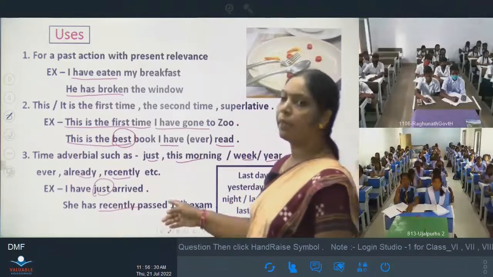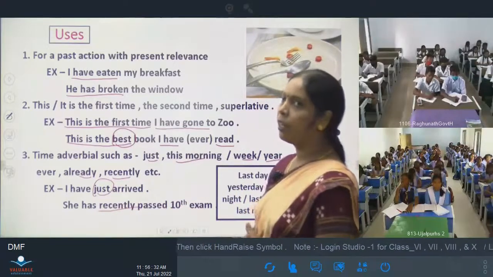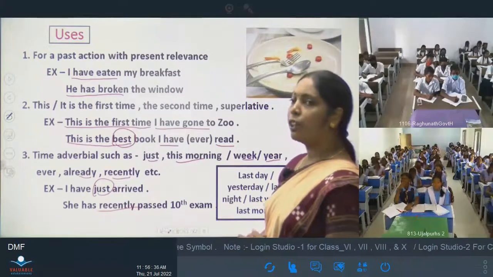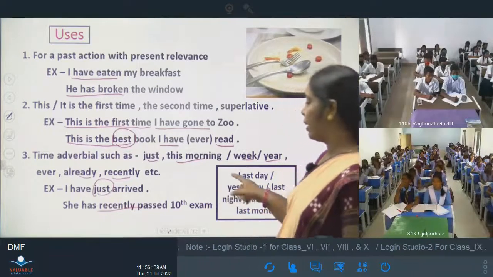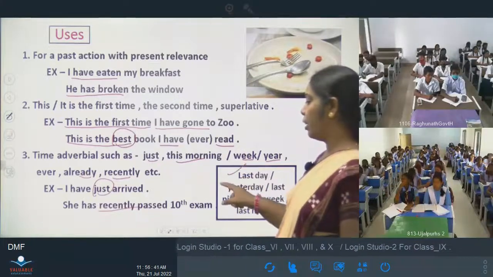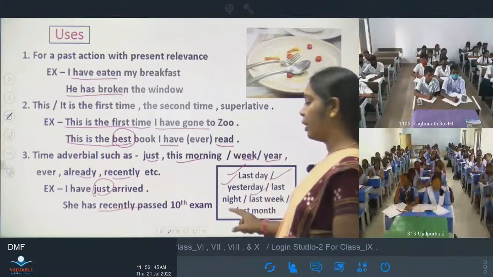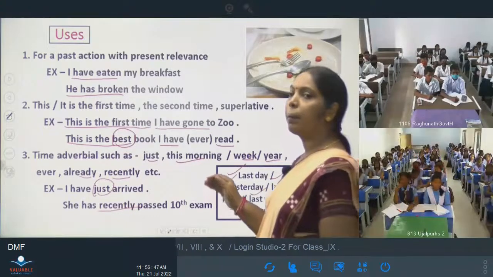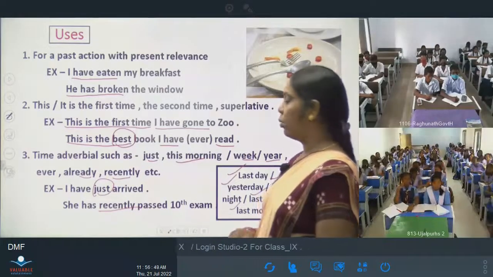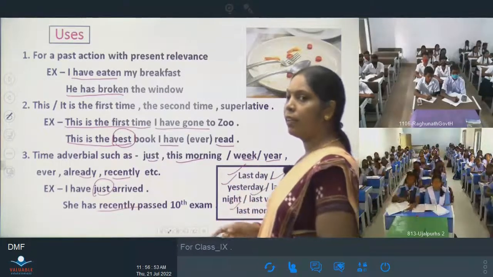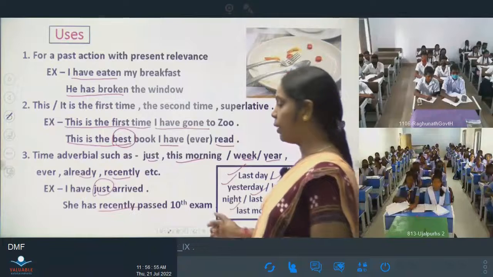So here we use present perfect tense. We can't use time adverbials like the other day, yesterday, last night, last week, last month in present perfect tense. We can't use these adverbials in present perfect tense. Later we will see examples of it.